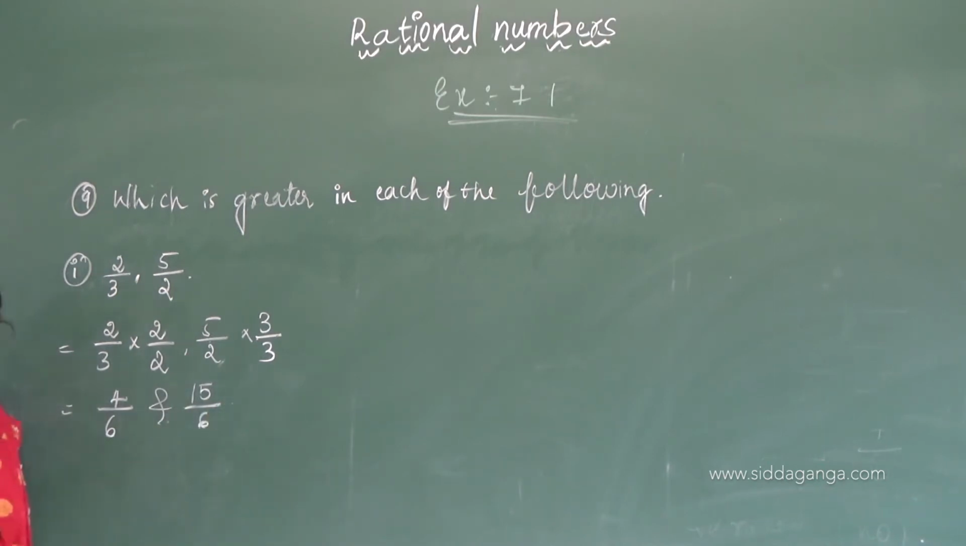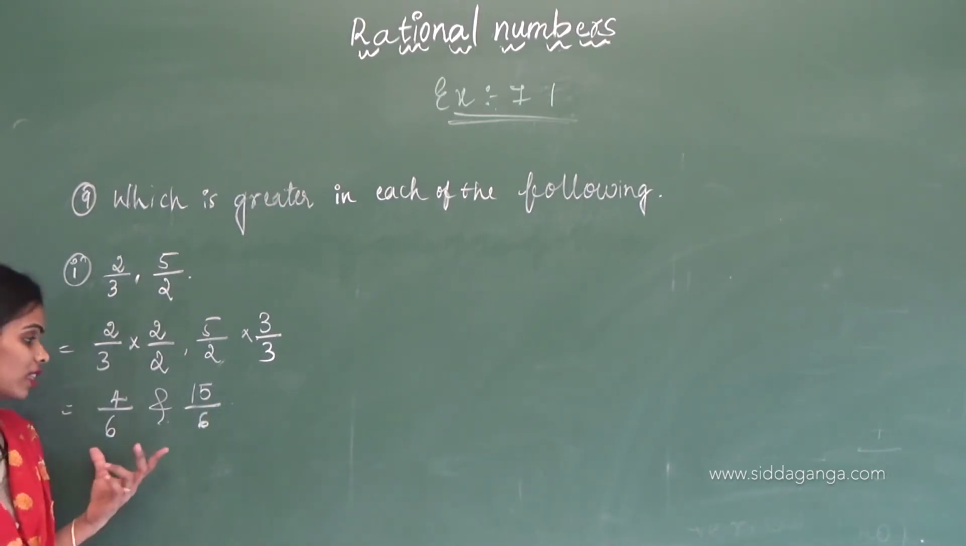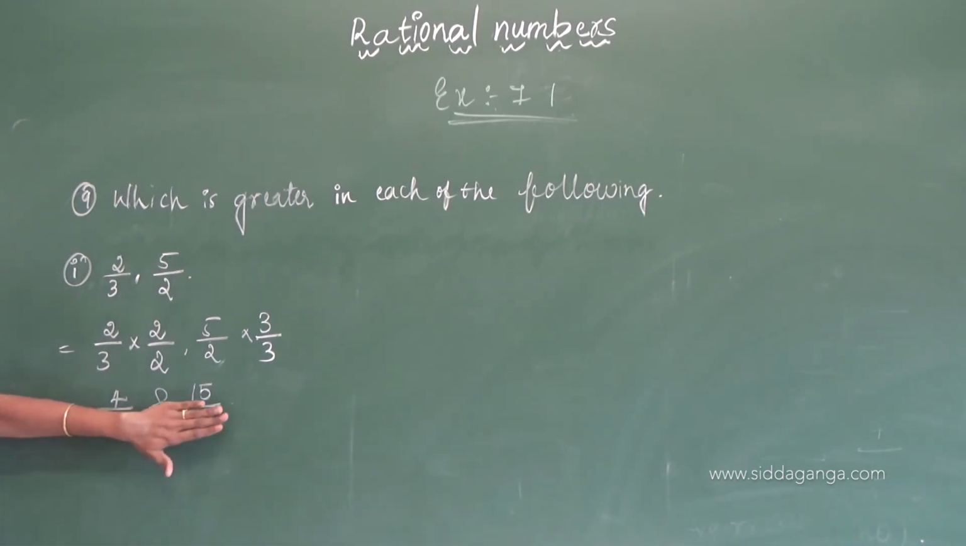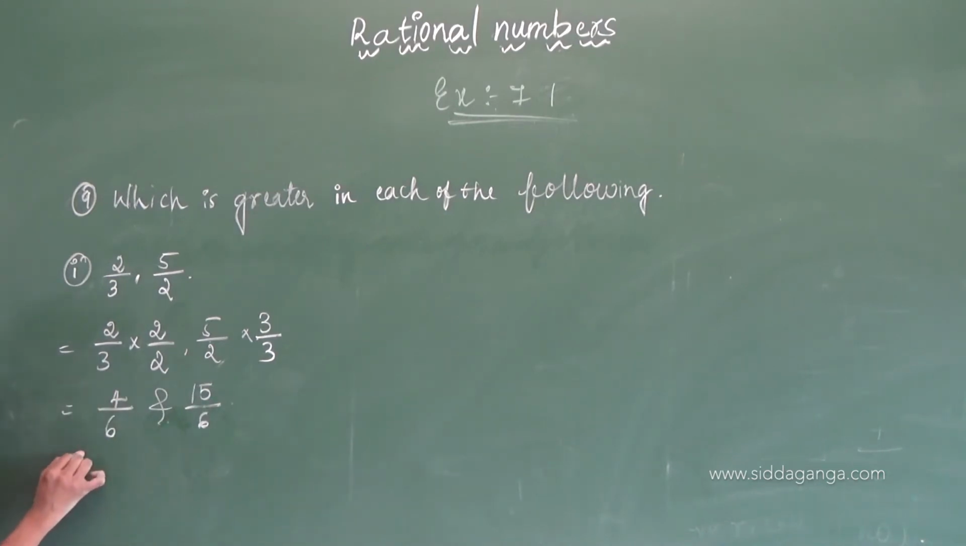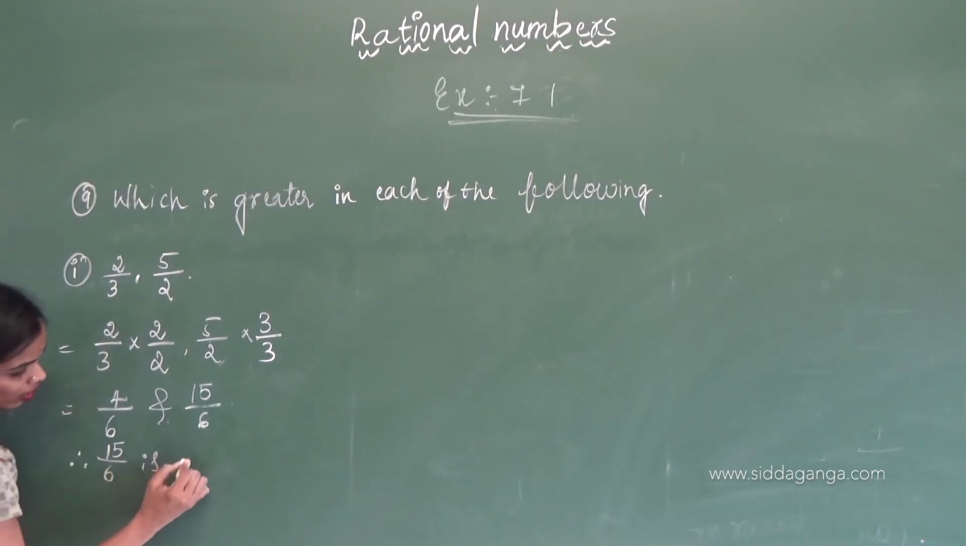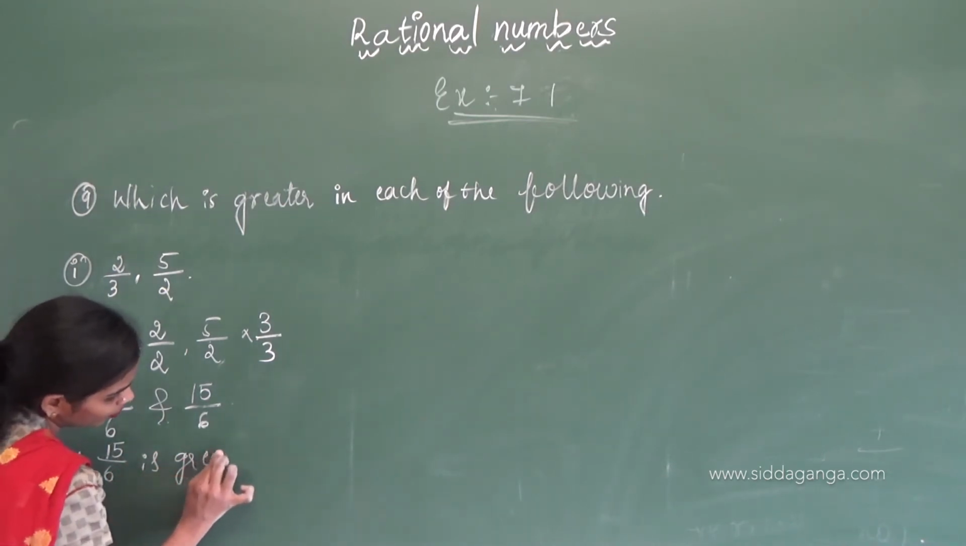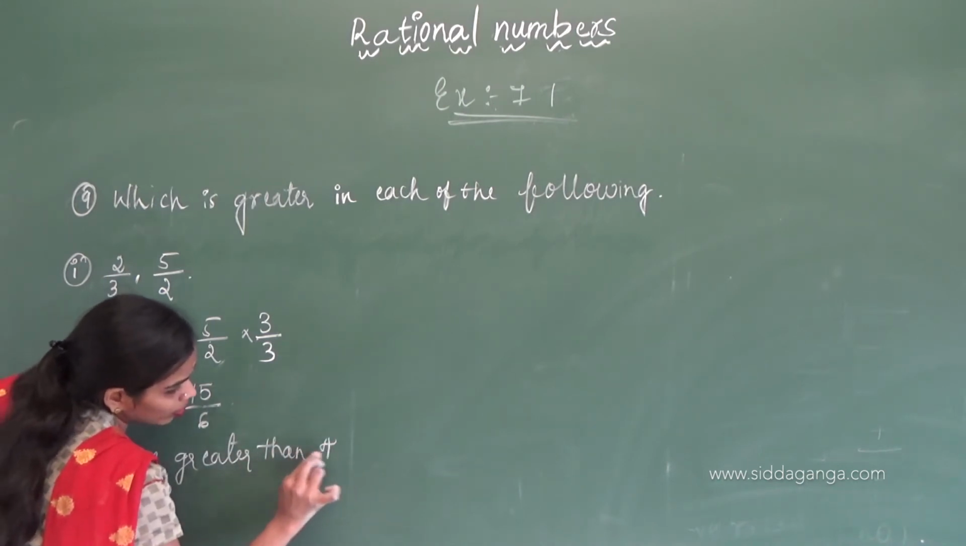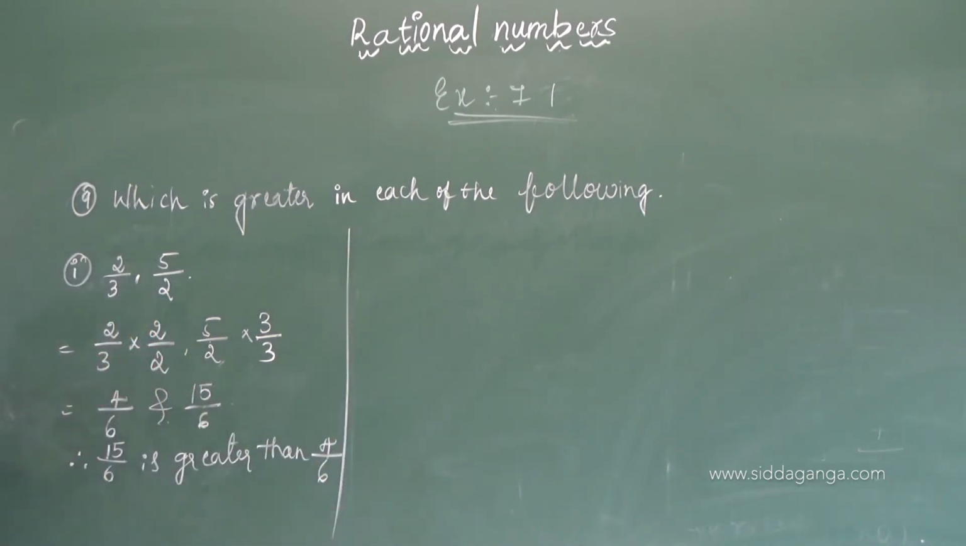If you see this one, we can easily tell that the denominators we just have to neglect. Then between 4 and 15, which one will be greater? Obviously 15. Therefore 15 by 6 is greater than 4 by 6.